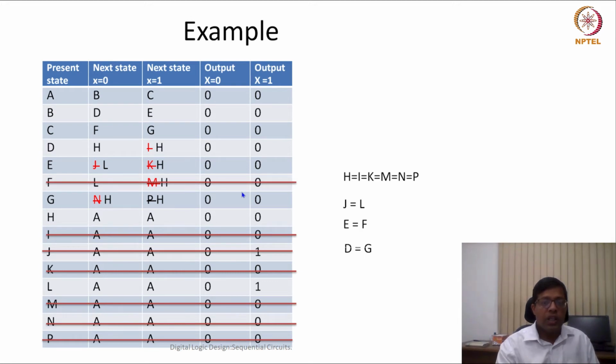Now there is another thing also. If you see D and G, for D the next state is H if input is 0, and if input is 1, then also it is H. Output in both cases is 0. Similarly for G also, the next state is H in both cases, whether input is 0 or 1, and output for both cases is 0. So that means we can remove one of them. Let's say we remove G.